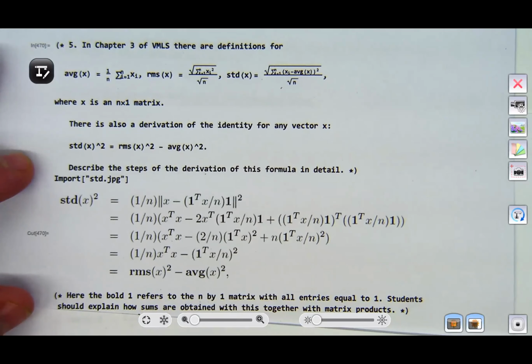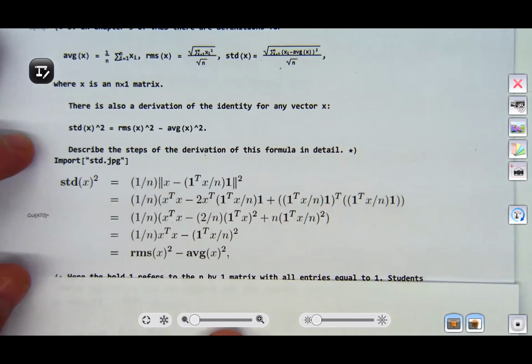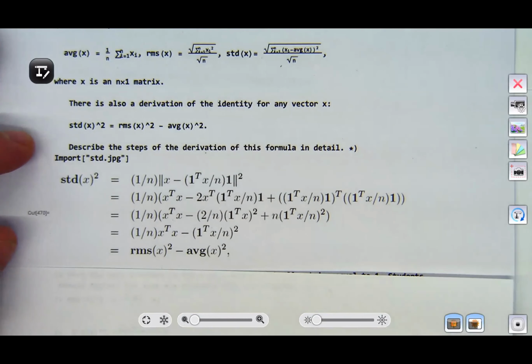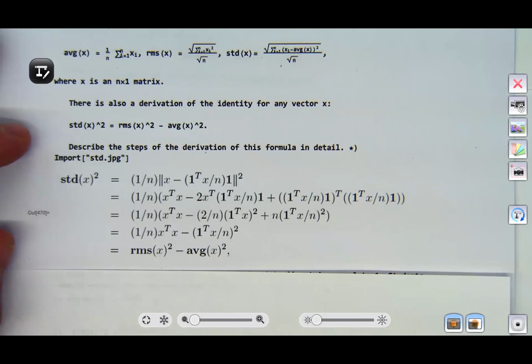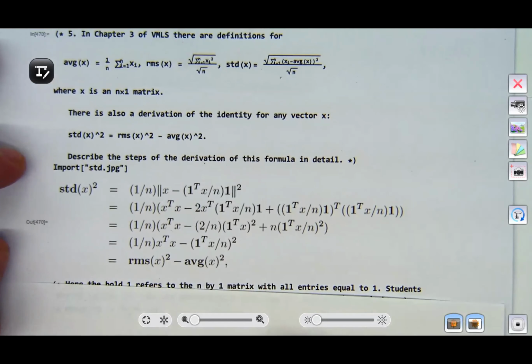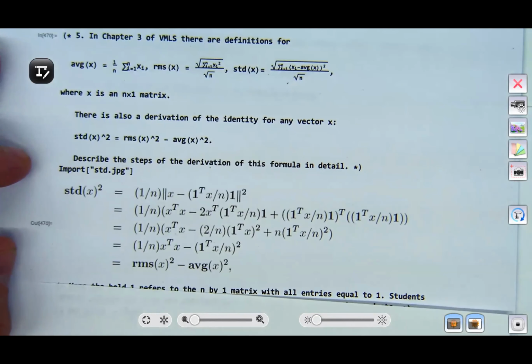All right, so sure, that's just rephrasing the question. Now here's the derivation that you're given, which is in that book. Okay, so it's got, what, 5 lines? So this is not very much work for you, but you've got to describe the steps of the derivation in detail. Now, the first thing you notice is that this involves norms and vectors, right? Whereas the definitions up here, they've got sums and square roots, okay?